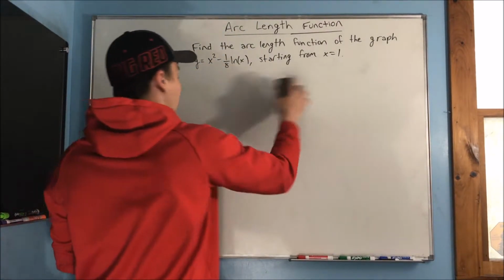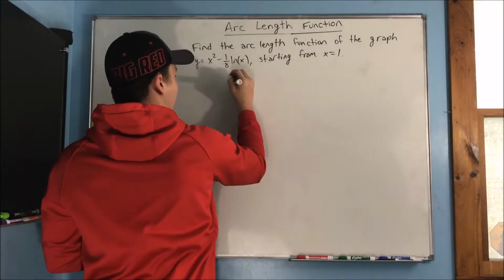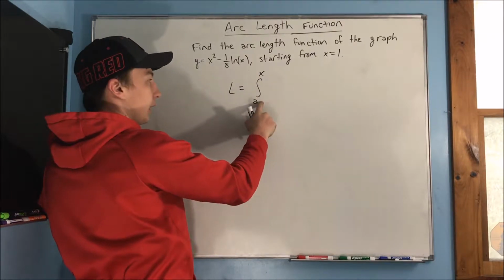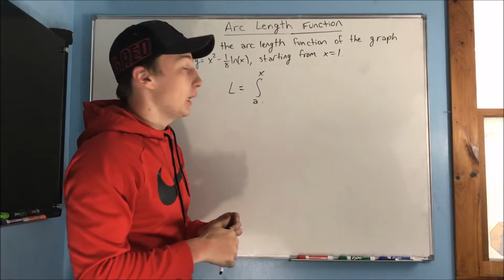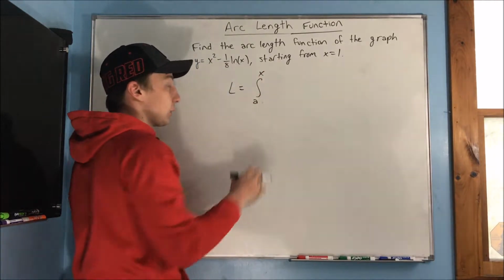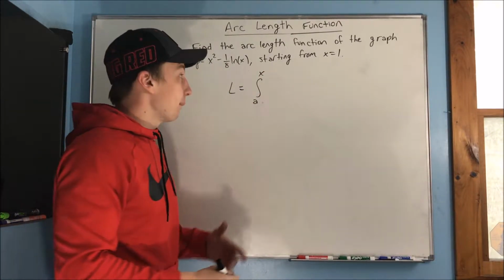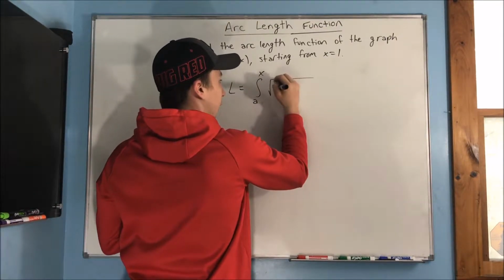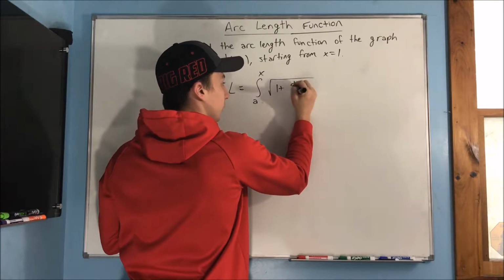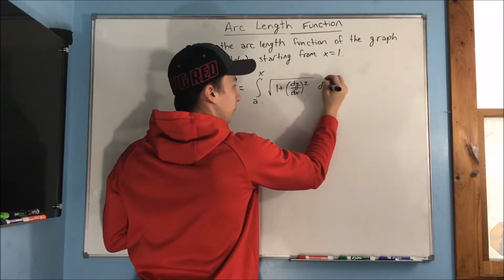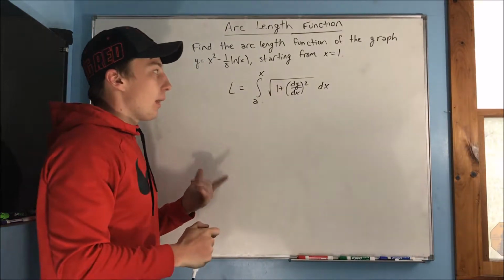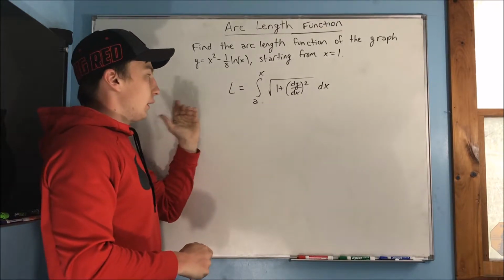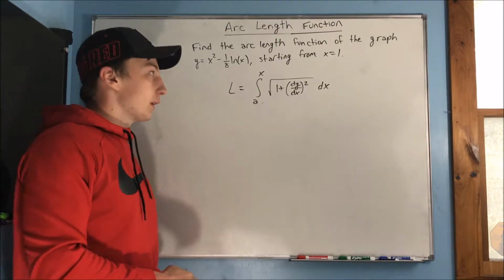So the formula for this is, to find the arc length function, we're going to use the integral from a to x, not the integral from a to b, because x is just going to stay x. We don't have a value for x, but for a, we know that that's 1. So we're going to have the square root of 1 plus dy dx, quantity squared, and we're going to have a dx on the end. Now, we can have dx dy and a dy here, but that's if our bounds are on the y-axis, of course.